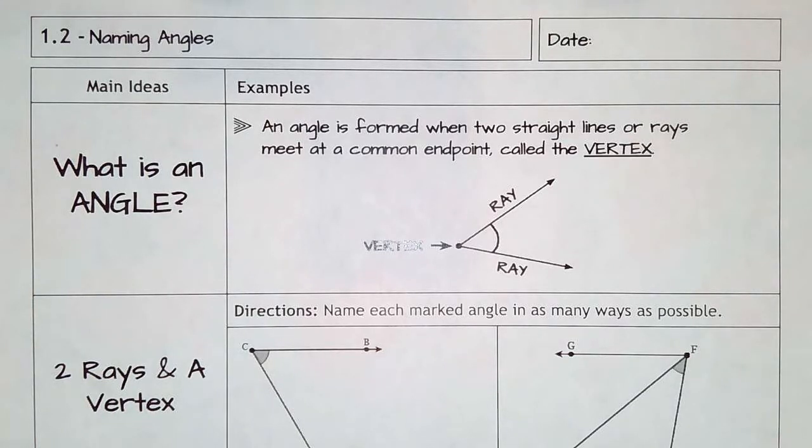Okay, our next lesson is 1.2. It's called naming angles. What is an angle? Well, an angle is formed when two straight lines or rays meet at a common endpoint called the vertex.